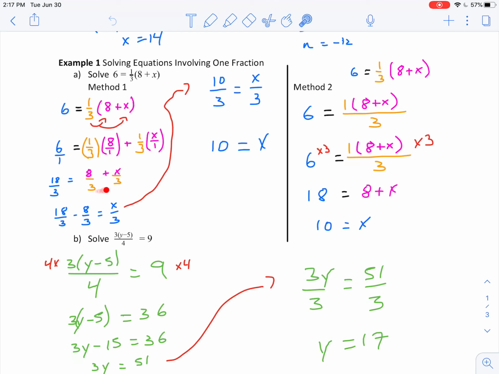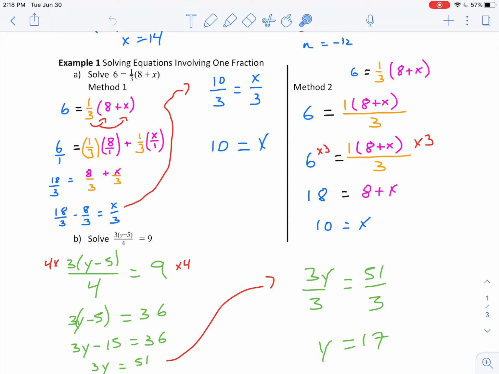In this case, how do I isolate my variable x? Well, x over 3, I'm adding 8 over 3 to it, so I need to subtract that. So when I pull that over, I have 18 over 3 minus 8 over 3. So this is positive 8 over 3, it then becomes negative 8 over 3, or minus 8 over 3. That is all equal to x over 3. Continuing on, 18 minus 8 is 10 over 3, and that is equal to x over 3.